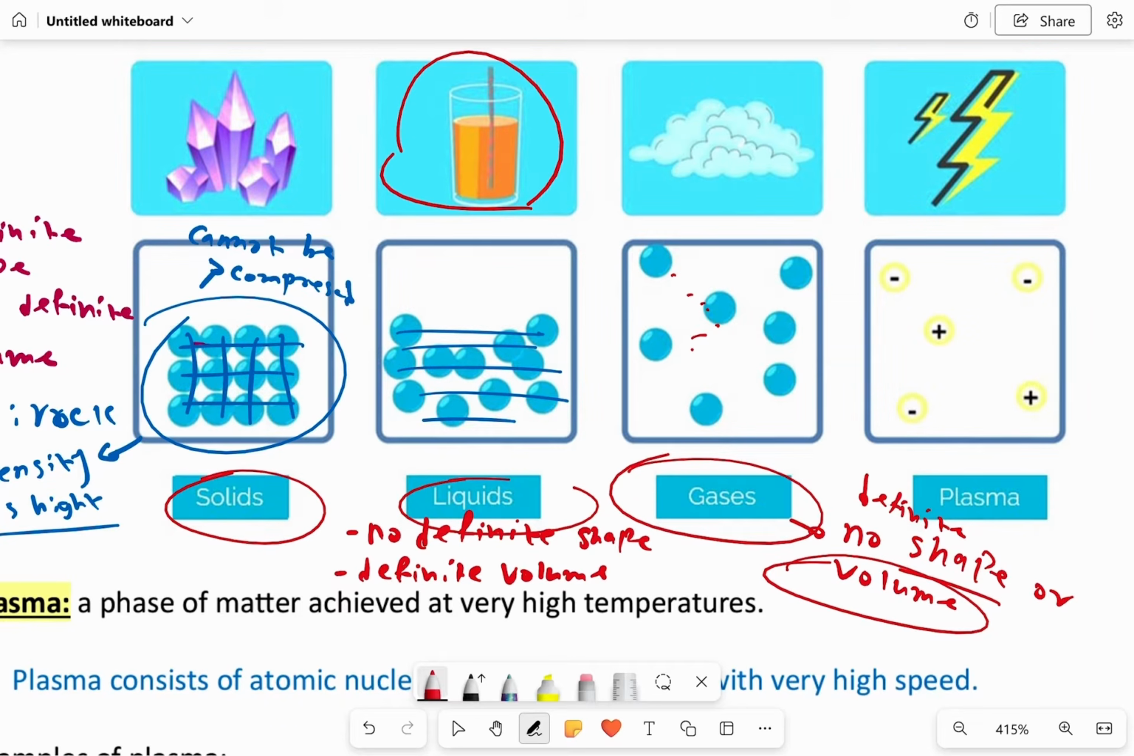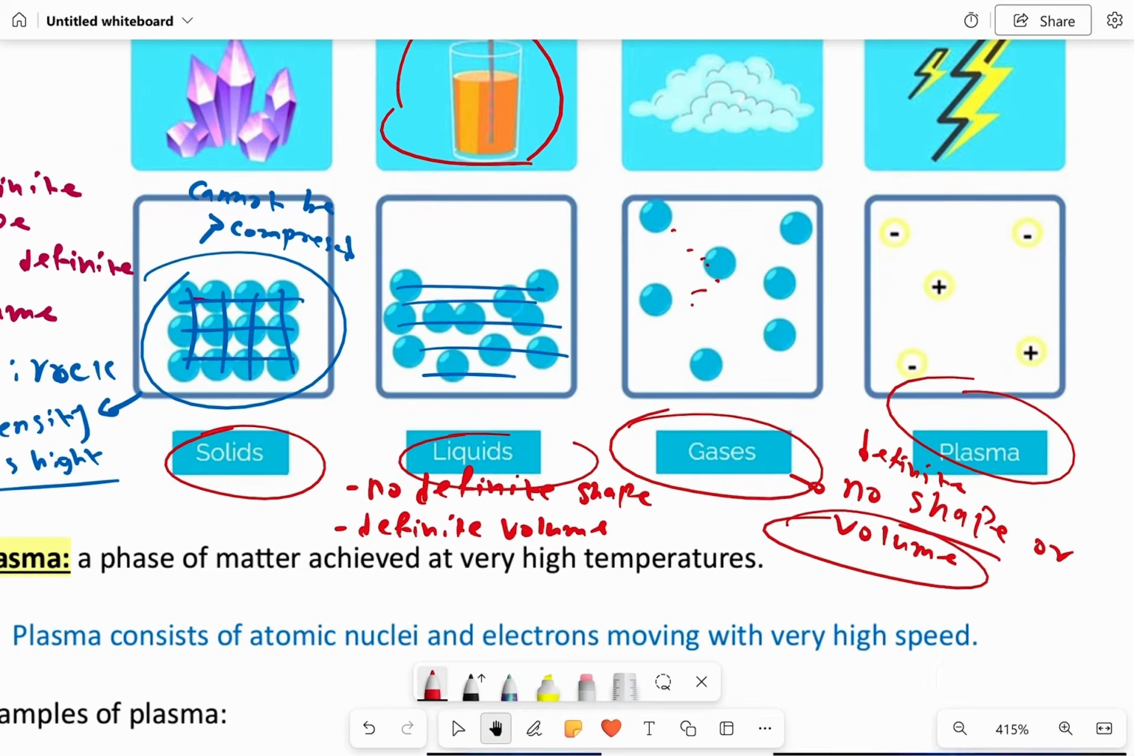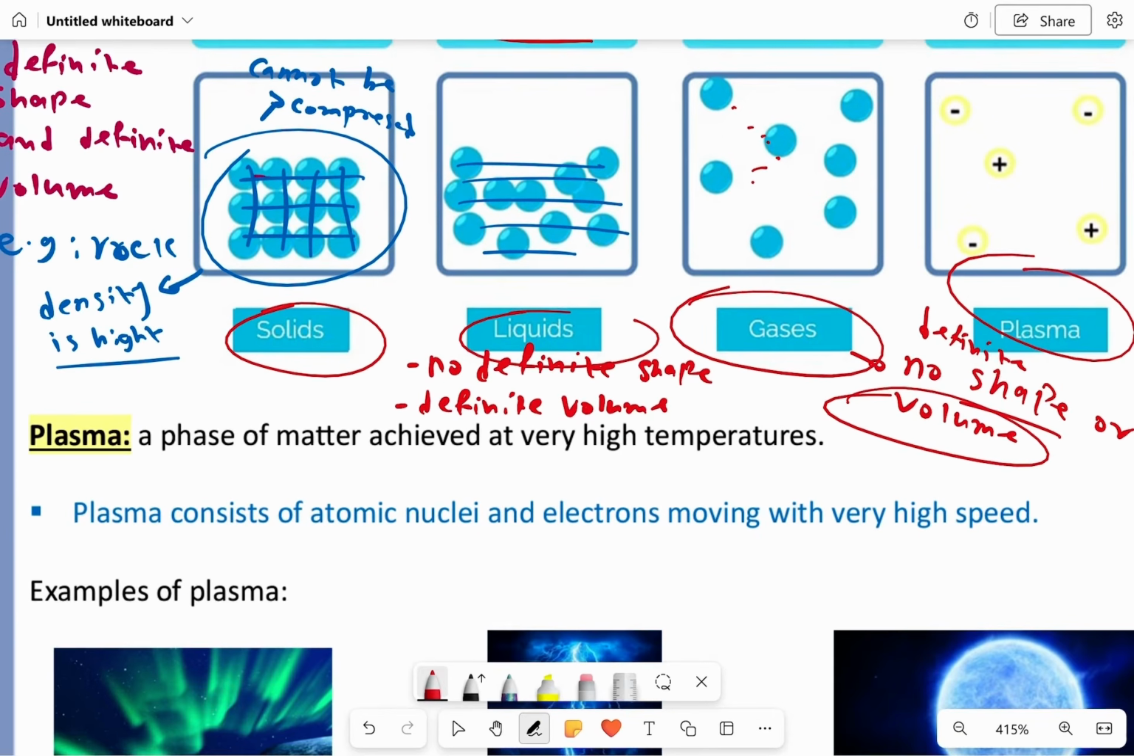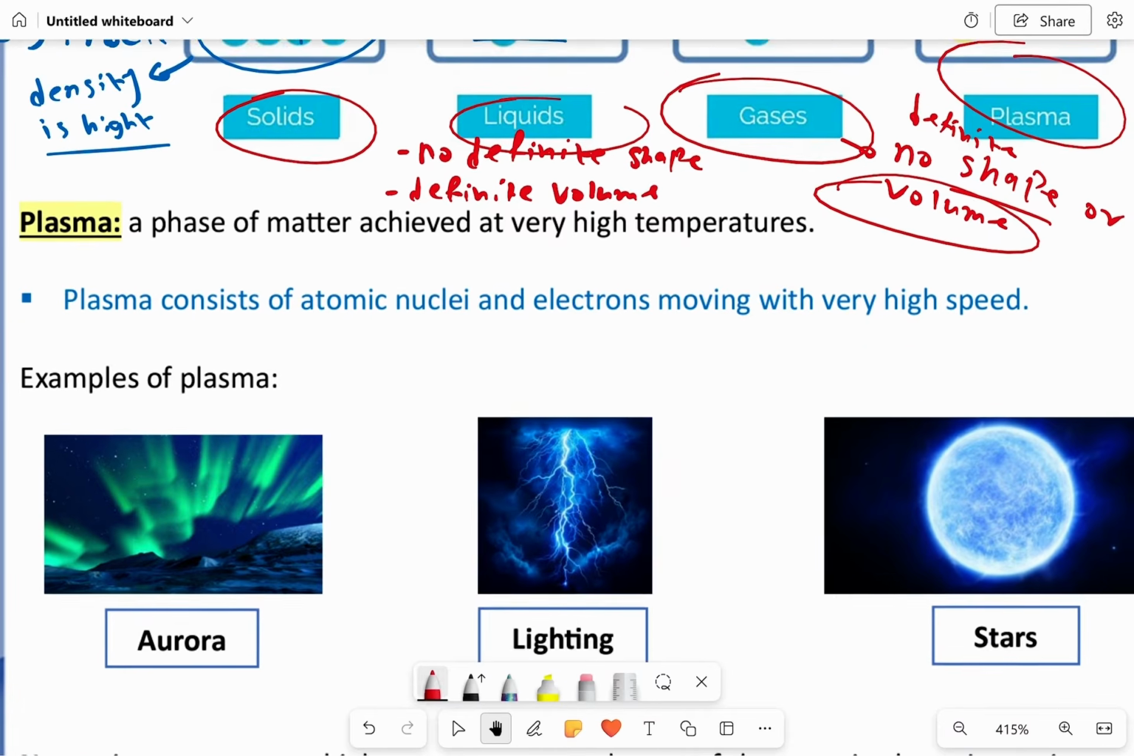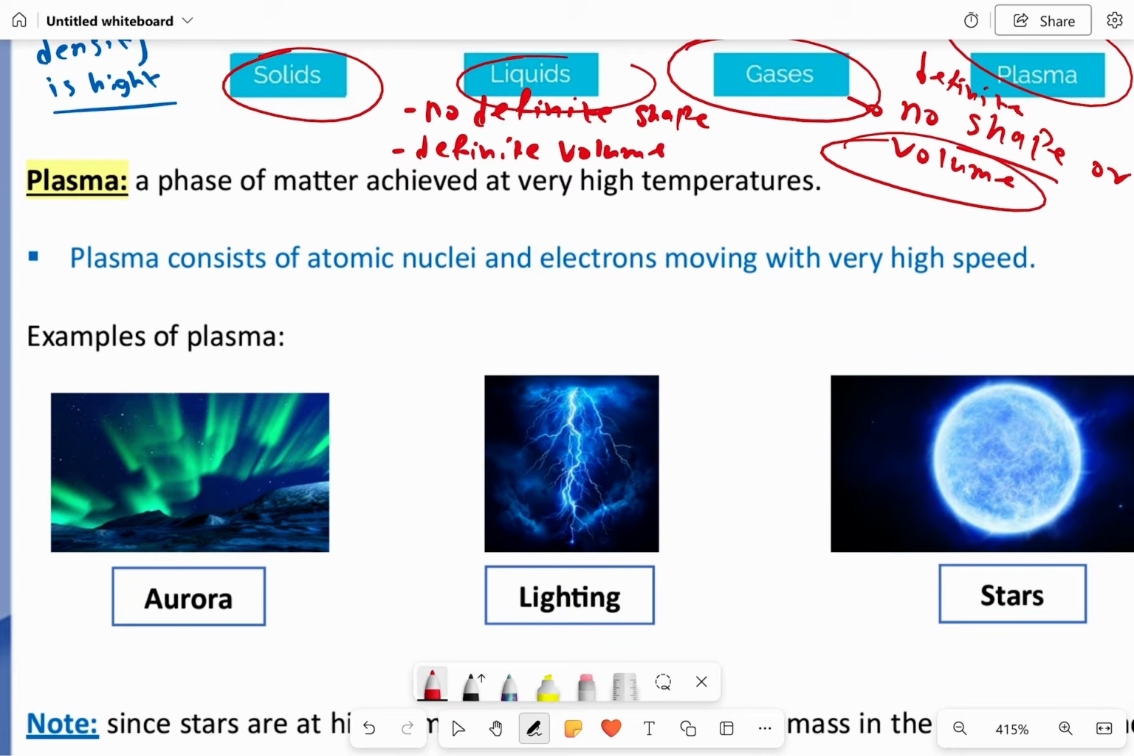You have the fourth state, which is what? Plasma. Plasma is the fourth state, and it's achieved at extreme temperatures, okay, meaning very, very high temperatures. It basically happens when the atomic nuclei and the electrons are moving very, very fast, okay? You have three examples of plasma. You have aurora. You might have seen this in movies or any other worlds, okay?